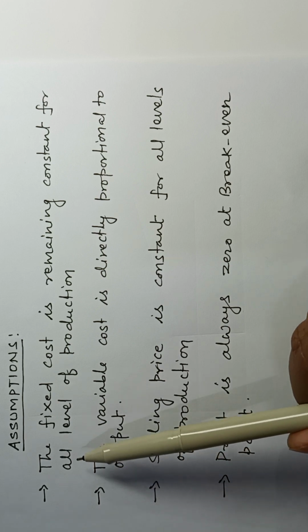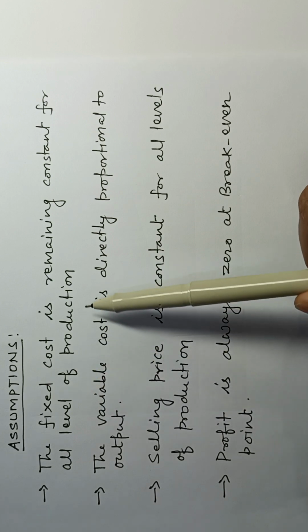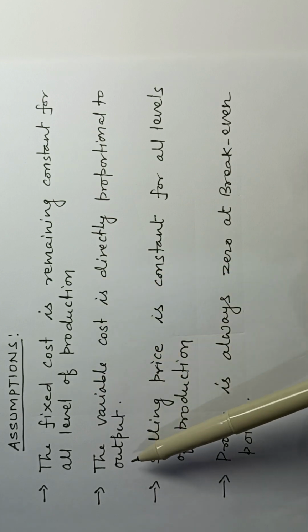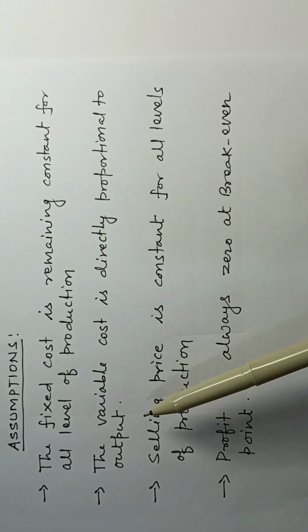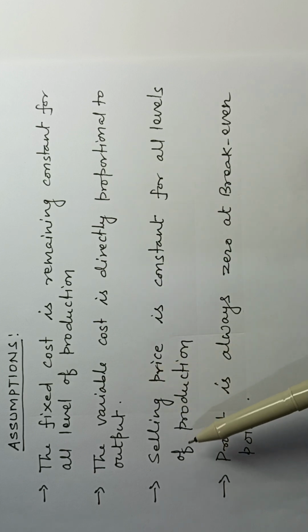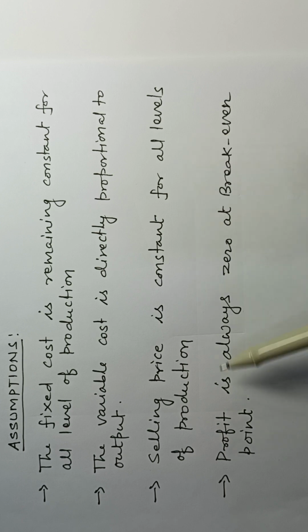The first one is the fixed cost is remaining constant for all level of production. Second one is the variable cost is directly proportional to output. Third one is selling price is constant for all levels of production. And fourth one is profit is always zero at break even point.